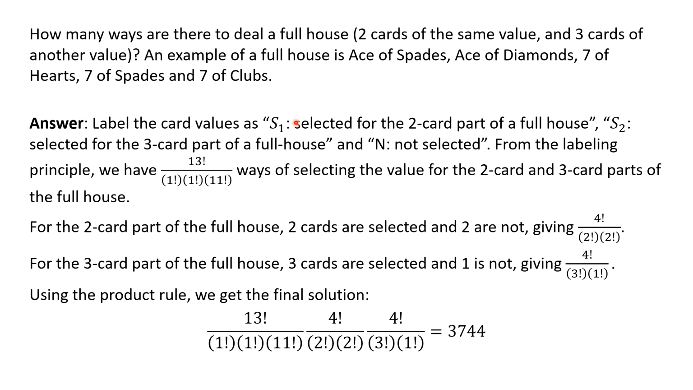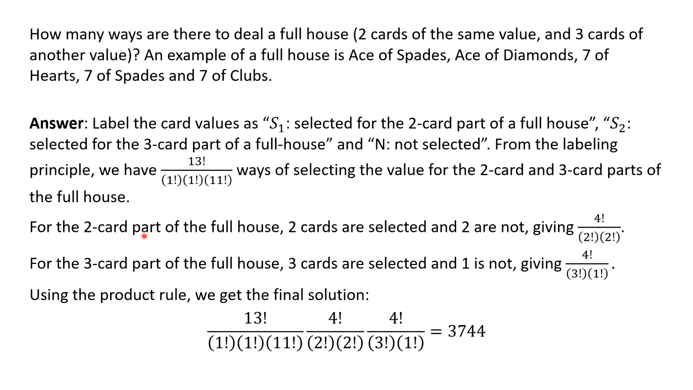So there's only going to be one value for this, right? It's going to be an ace or a 2 or a 3, and there's only one value for this, and then N is for not selected. So we have 13 factorial. That's the number of card values, ace, 2, 3 up to king. Then we have only one way of selecting S1, one way for S2, and then 11. These are the card values that are not selected. So there's 11 factorial.